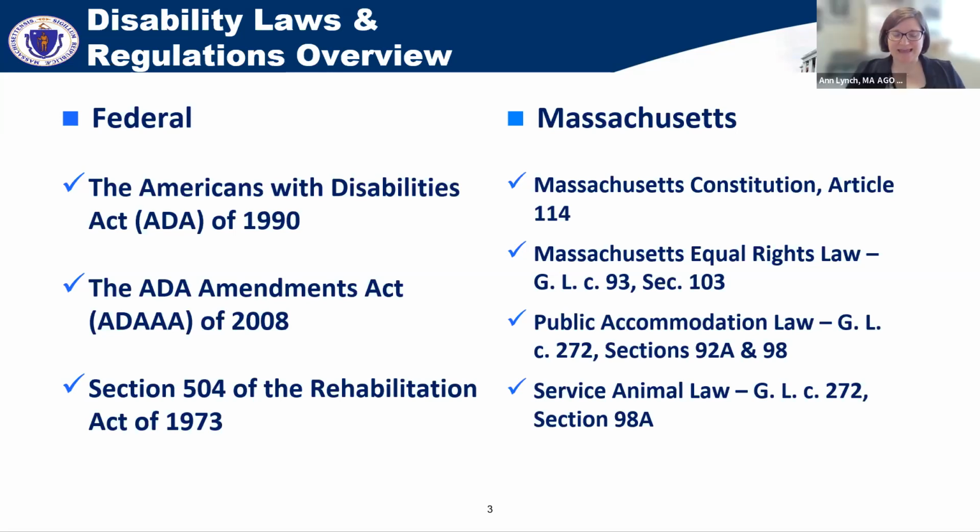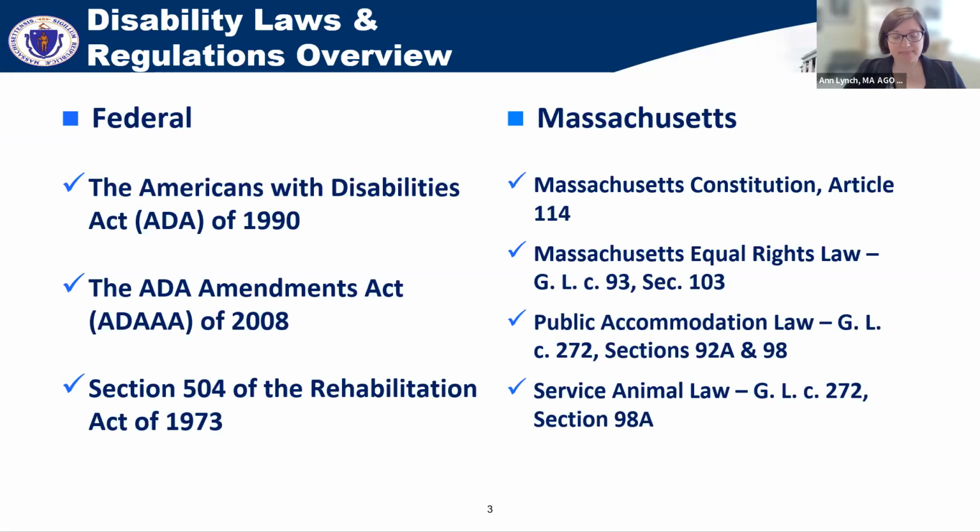Hello, everyone. This is Anne speaking. On the state side, there are several laws that might come into play when we're talking about municipalities. These include Article 114 of the Massachusetts Constitution, which reads, "No otherwise qualified disabled individual shall solely by the reason of their disability be excluded from the participation in, denied the benefits of, or be subject to discrimination under any program or activity within the Commonwealth."